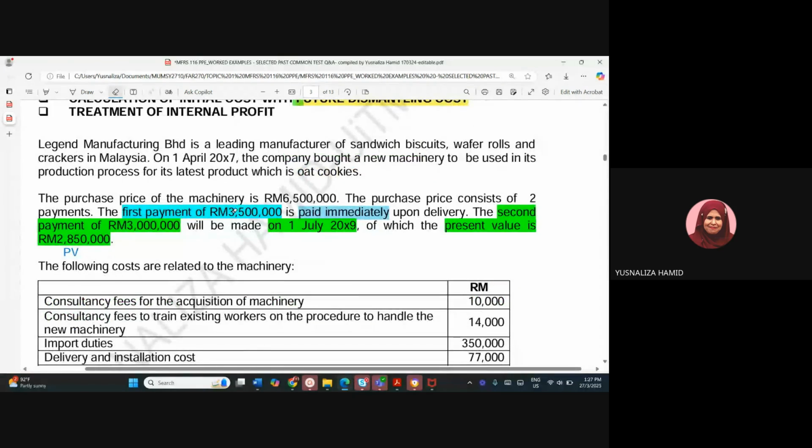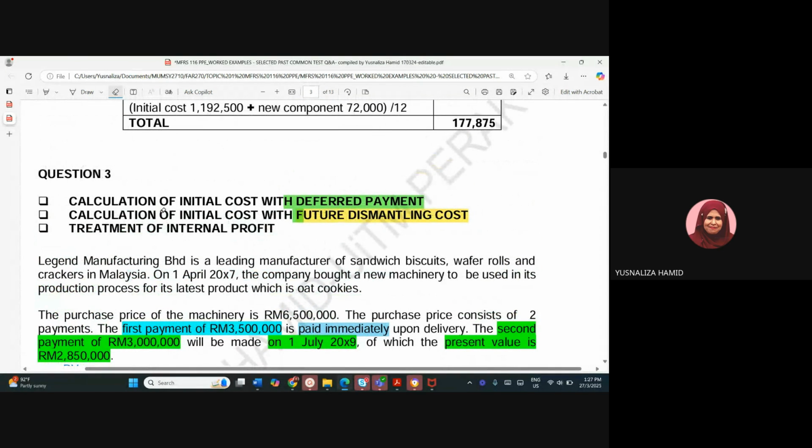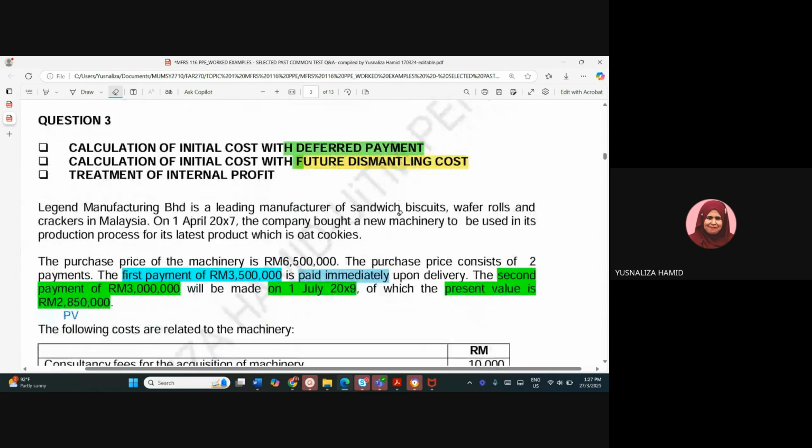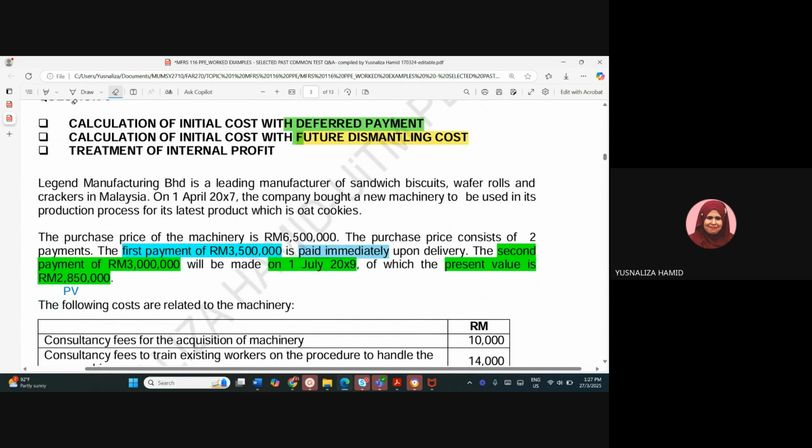Okay. Question 3, calculation. Here is trying to illustrate how do we calculate initial cost with deferred payment, how do we calculate initial cost with future dismantling costs. So this is the company that bought a new machinery. Just to tell you that the new machinery costs them some amount to be paid. So this is the machinery that you purchase, right? And it will be used in the production process. So this is producing what?